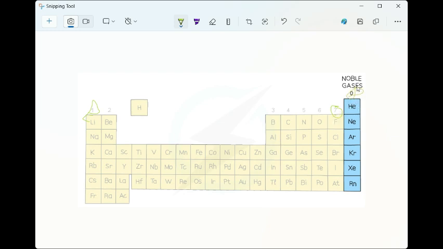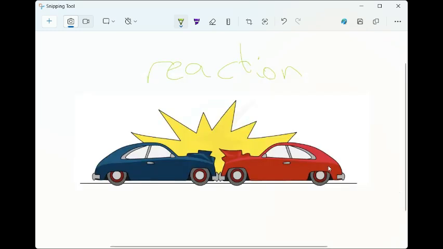Group 0, they already have a full outer shell, they don't care. So they are unreactive. They don't really react because they already have a full outer shell. So they don't need to do any of that weird stuff with losing or gaining electrons. So we're going to move on to rate of reaction.